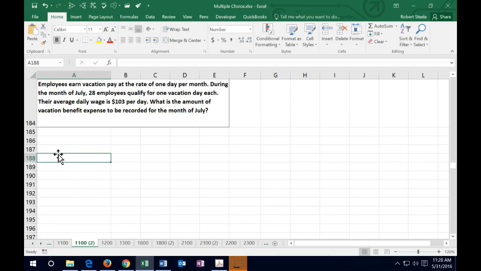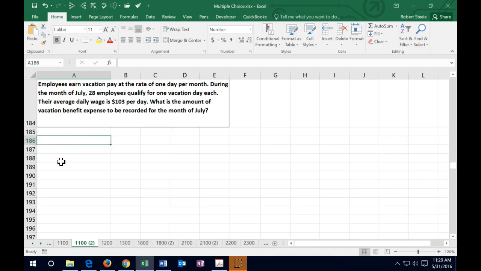Next one says that an employee earns vacation pay at a rate of 1 day per month. During the month of July, 28 employees qualify for 1 vacation day each. The average daily wage is $103 per day. What is the amount of vacation benefit expense to be recorded for the month of July?